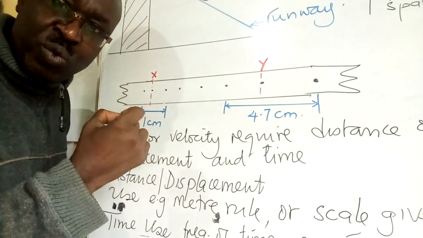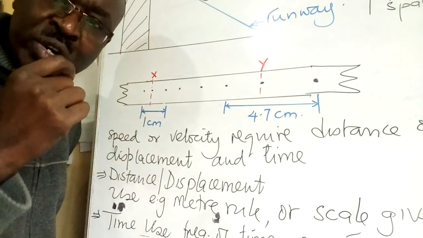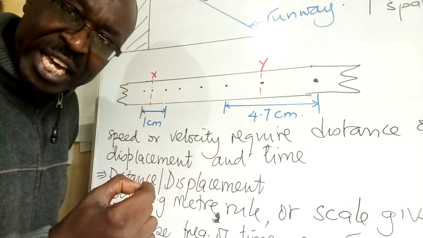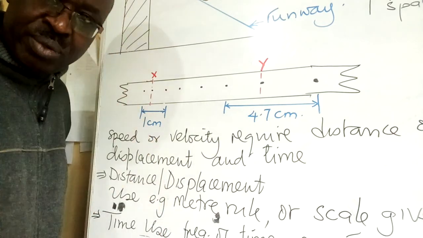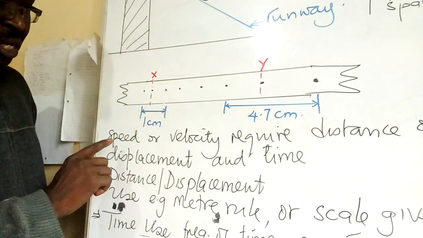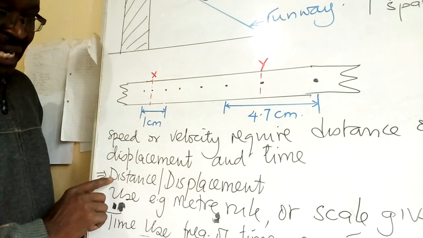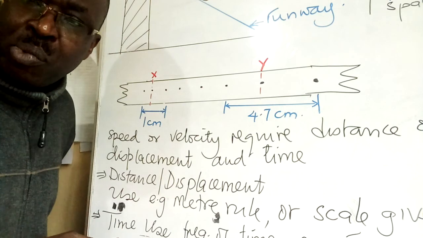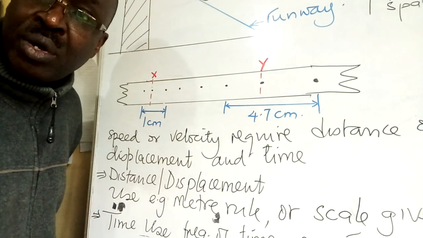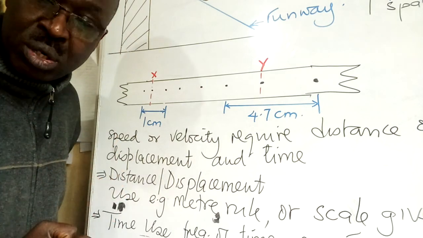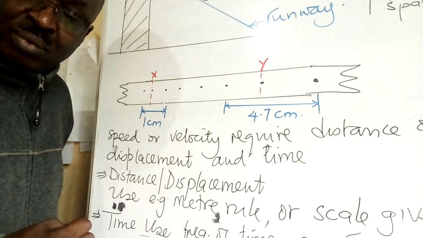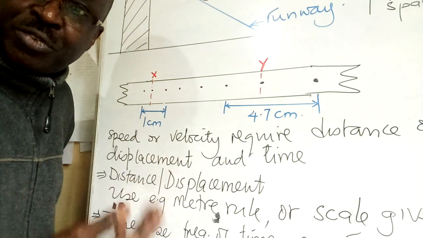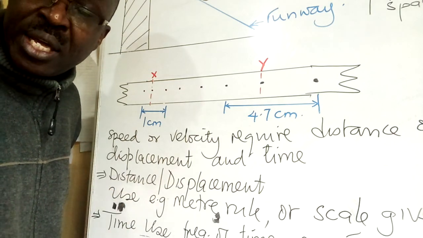Hours, frequency, will help you get the time taken to cover one space. Now, distance is measurable on the tape. You can use a meter rule. You can measure from point A to point B.